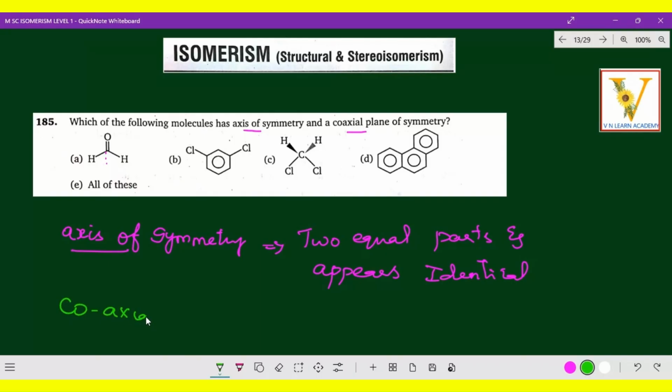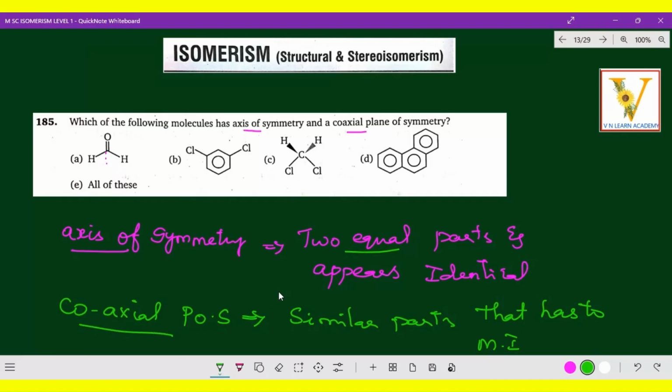In the same way, the plane of symmetry also follows the same idea: two equal parts, a similar object. When you cut the molecule, you will get two similar parts, and these have to be mirror images. So that is called the plane of symmetry.